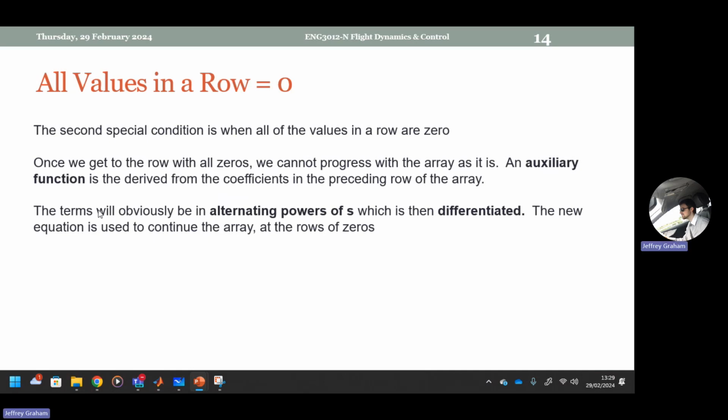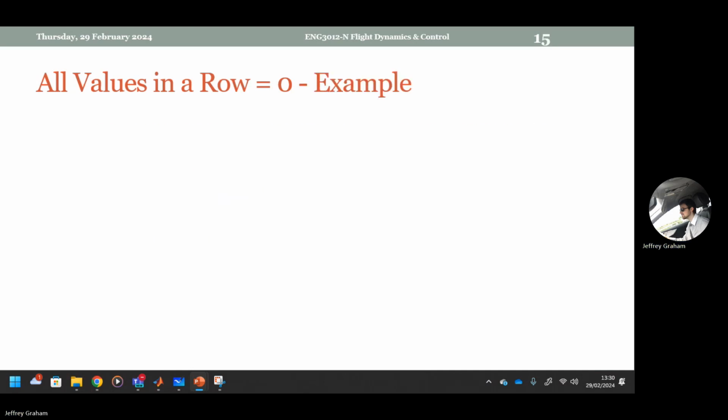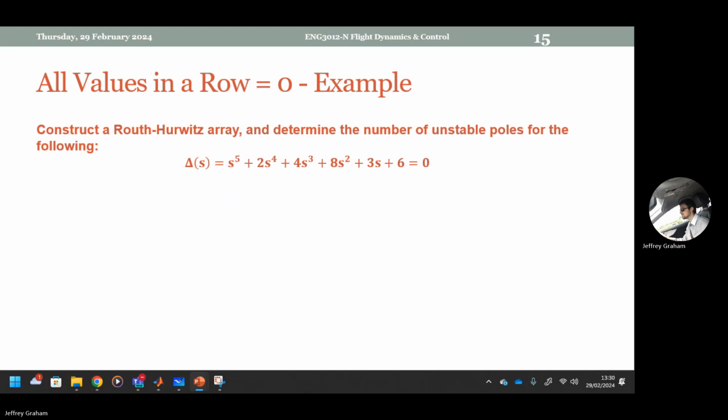Again, this is going to be a little bit easier to see with an example. So produce an auxiliary function, differentiate, put those new values in as the array values to continue with. Right, so all values in the row where you're going to hit the set of zeros.